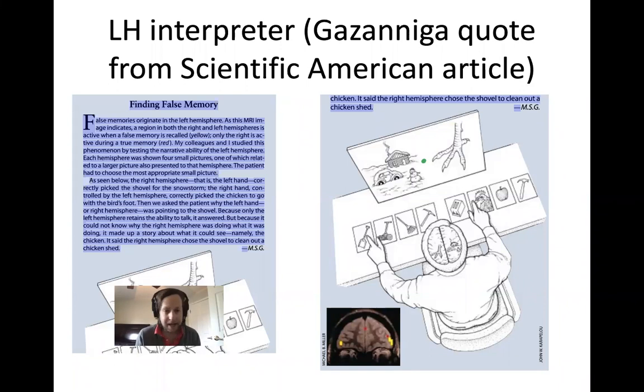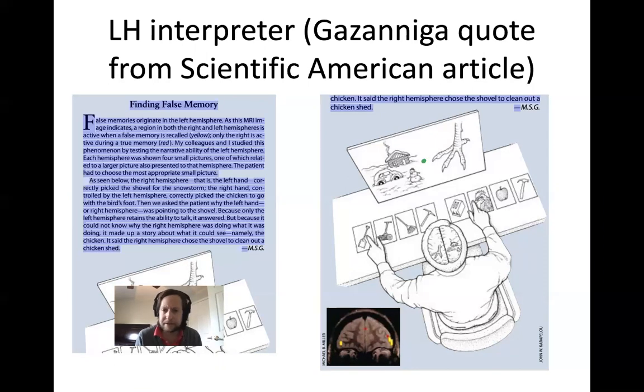The true answer is yes, it was because of the snow scene, and you use the shovel to pick up the snow. The right hemisphere saw the snow scene, therefore the left hand, which is controlled by the right hemisphere, picked the shovel to help clean up the snow. But if you look closely here, the participant was then asked by the researcher, okay, why did your left hand pick the shovel?